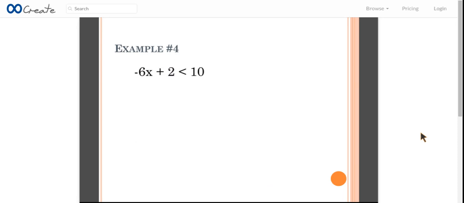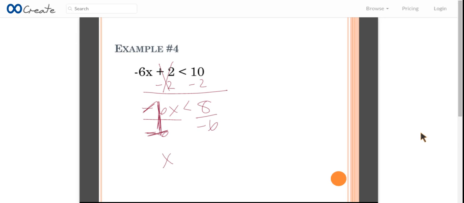All right, let's try another example. -6x plus 2 is less than 10. Pause the video and see if you can try this one on your own. Unpause when you're done. All right, subtract 2 from both sides. That cancels out, giving me -6x. 10 minus 2 is 8. Divide both sides by -6, so I get my coefficient of 1 on x.